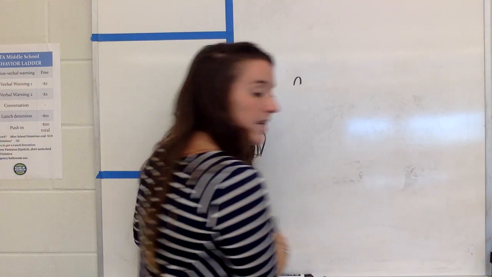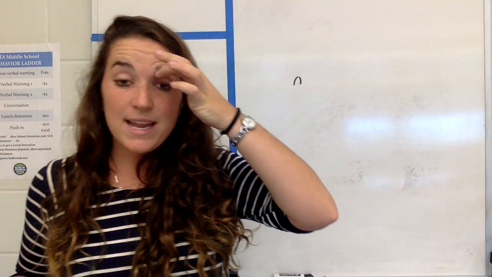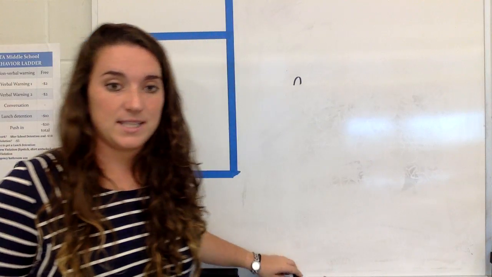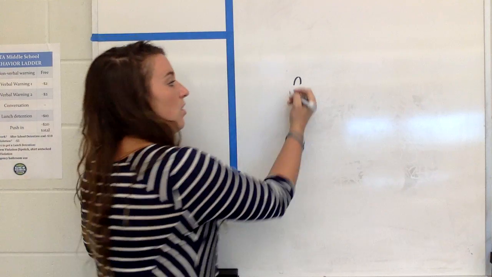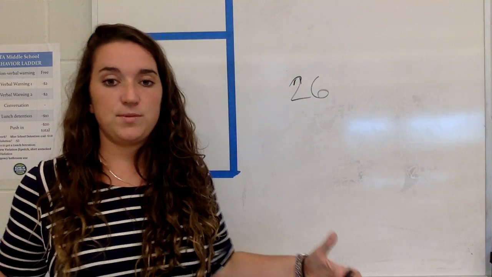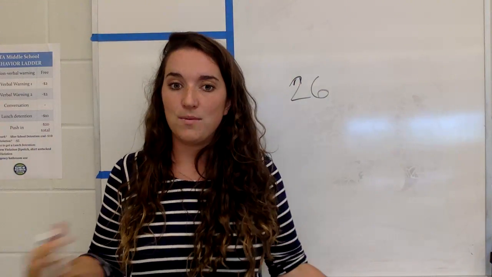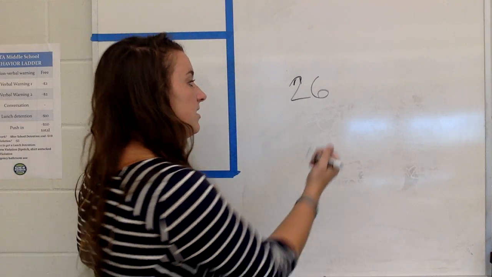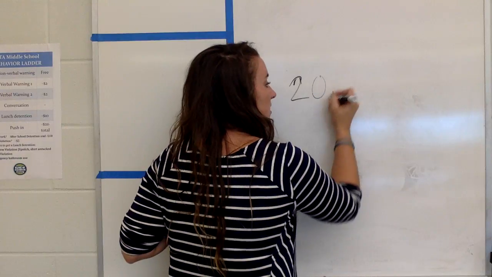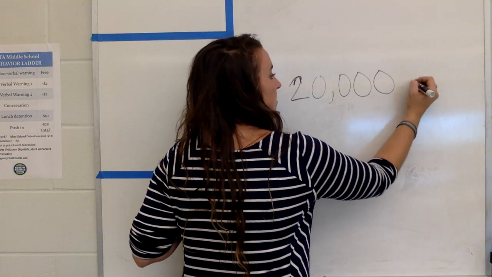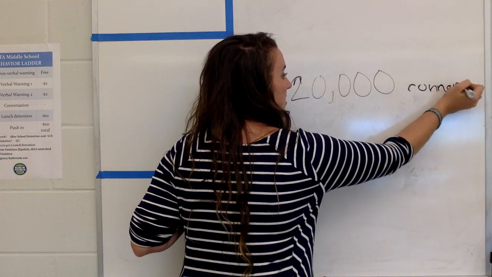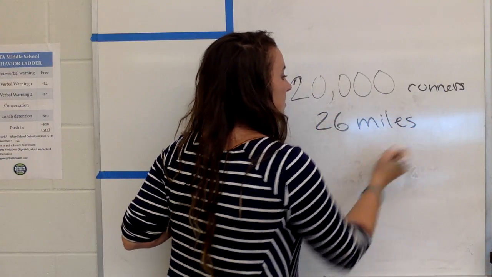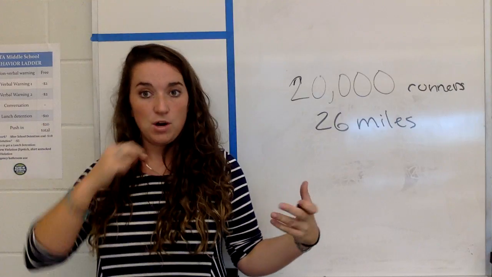Question 2 is even trickier. It says, assume that there are 20,000 runners in New York City. Each runner runs a distance of 26 miles. If you add together the total miles that all the runners ran, how many times around the globe would the marathon have gone? So I have 20,000 runners, and each one ran 26 miles. And I want to know how many times around the globe they would have run.